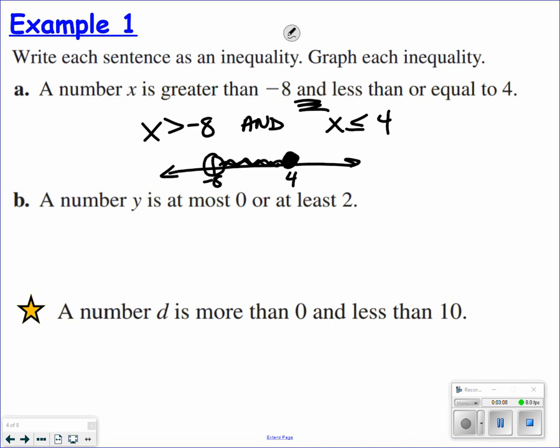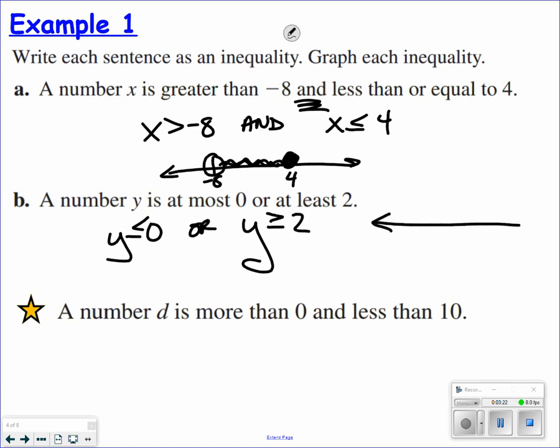The number y is at most, remember the word is at most, so less than or equal to 0, or y is at least, so greater than or equal to 2. So what would the graph look like? You're talking about +2, closed circle, shaded greater, 0, closed circle, shaded less. Try the next one by yourself.